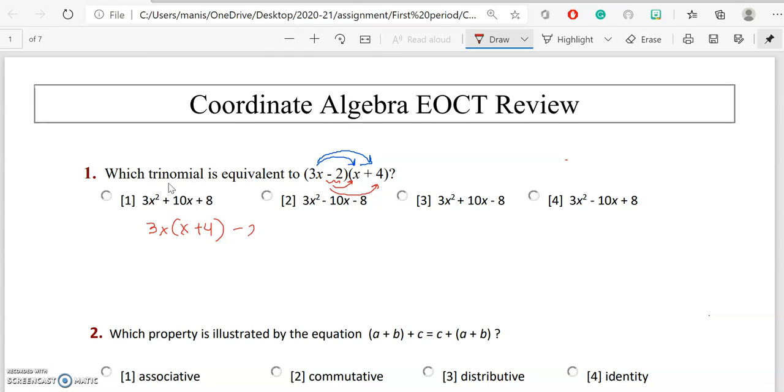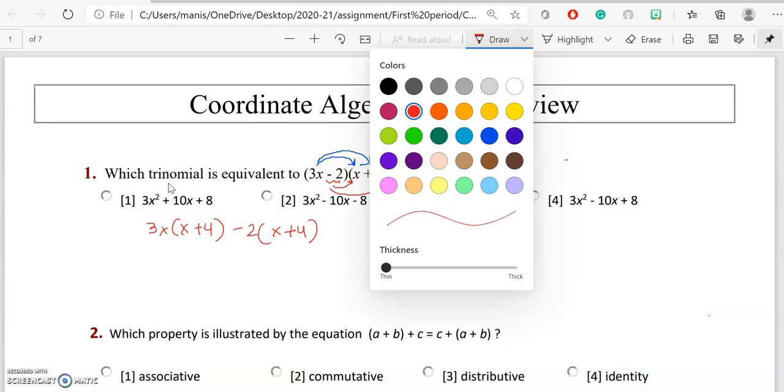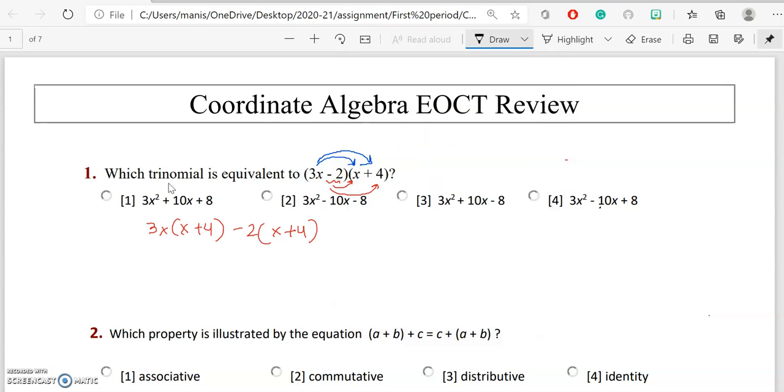Then it says minus 2, and again you can see I'm multiplying minus 2 with both the values over here. So I did it like this. Now I will use my distributive property of multiplication. I'll multiply 3x by x, so it will give me 3x squared, plus sign. Then I will multiply 3x with 4. 3 times 4 is 12. It gives me 12x. Minus sign.